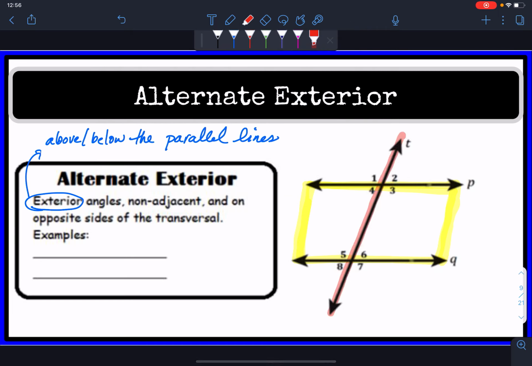Here's my transversal. The angles on the left are 1 and 8, and the angles on the right are 2 and 7. Well, also the other ones, 3 and 6, are also on the left, but we don't care about those because right now we're looking for alternate exterior angles. And just like alternate interior angles, these things are going to be congruent.